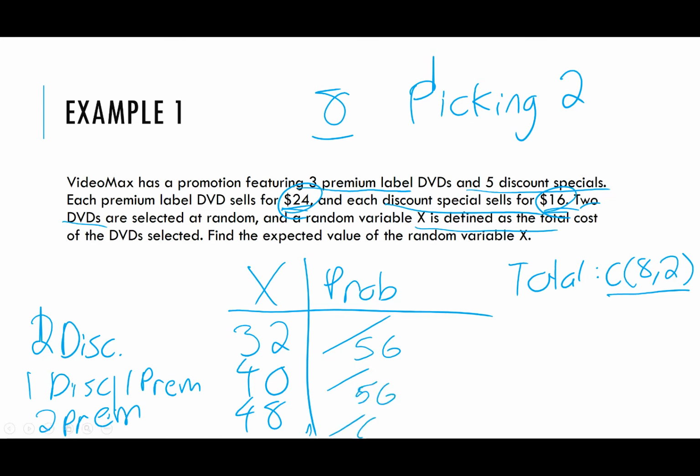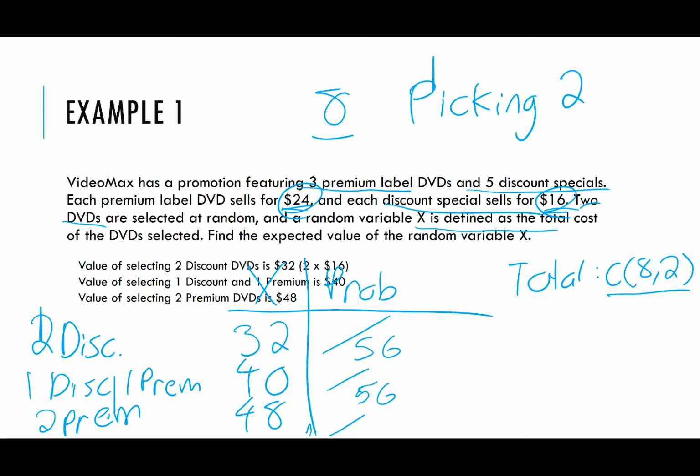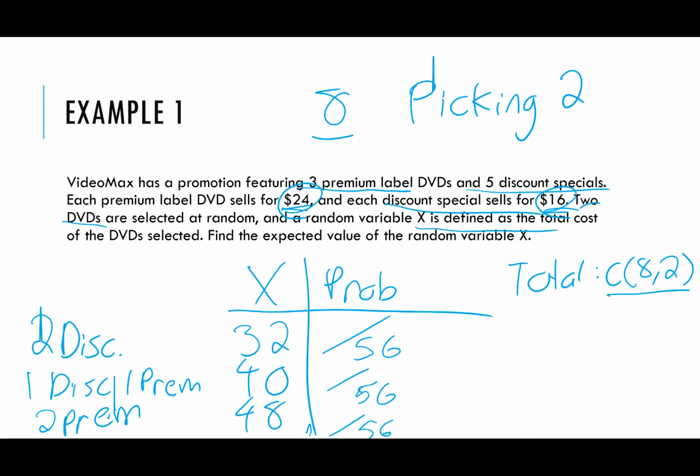So now I want to find out how many ways out of those 56 would be 2 discount, 1 discount and 1 premium, or 2 premium. Now remember, for this first outcome, $32, that's only happening if you buy 2 discount DVDs. So if you're choosing 2 discount DVDs, then the number of ways that you can do that would be the combination of, well, let's see here.